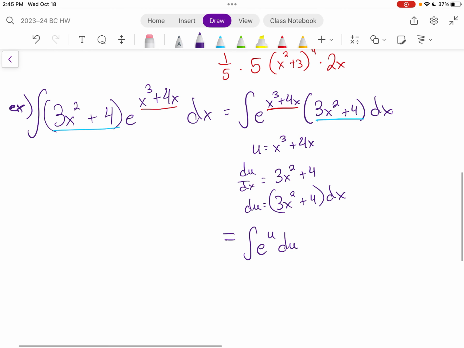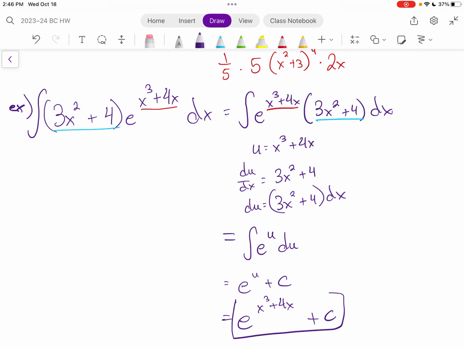So, this is kind of a fun one, right? The integral of e to the u du is just e to the u plus c. Just e to the u plus c. And so that e to the u, going back to x land, is just e to the x cubed plus 4x plus c. And if you think about this, this thing's derivative is certainly that initial integrand that we had, right? So we're done here. We're done.